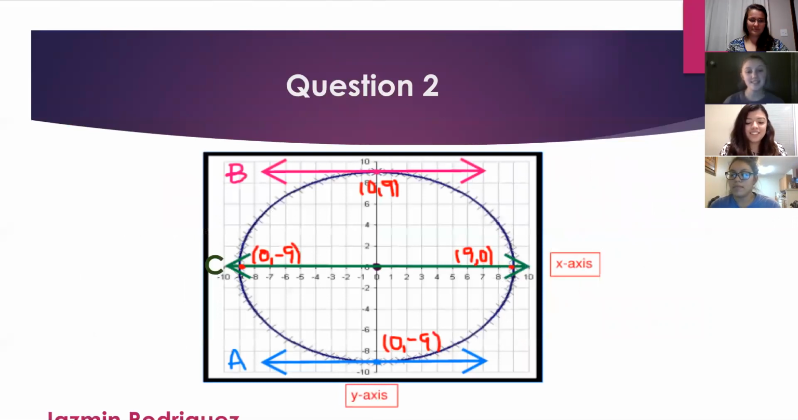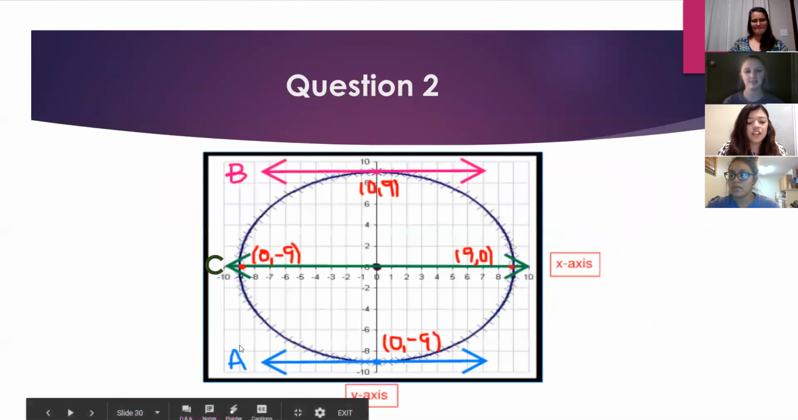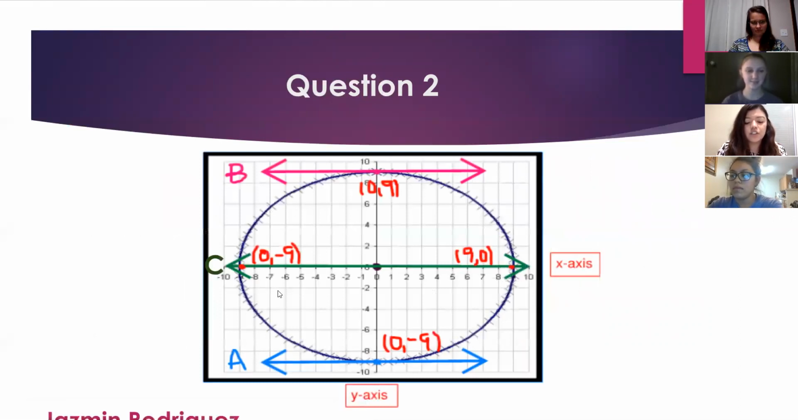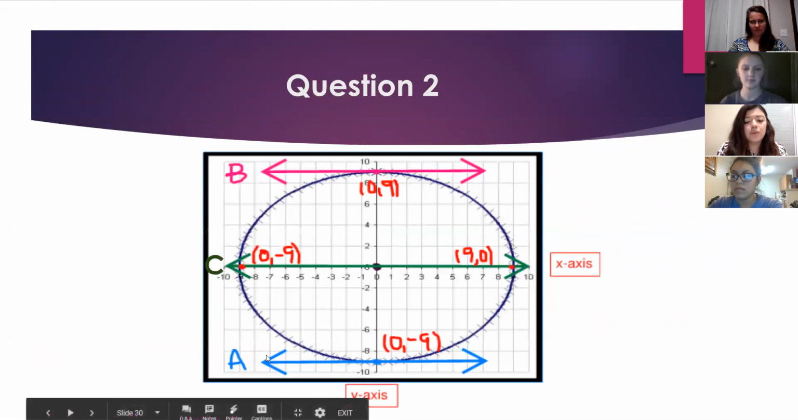Jazmin, is line C tangent to line A? Why or why not? Claudia, no, it is not. A tangent line is a line that intercepts a circle at one point only. We see that line C has points that intersect at 0, negative 9, and 9, 0. And we see that line A has one at 0, negative 9. This one has 2 points. Therefore, no, it is not a tangent line.